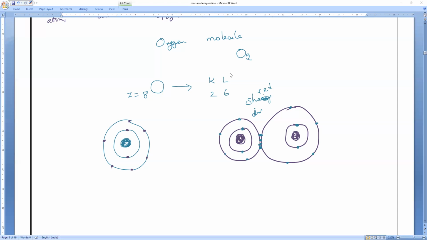Okay. So this is what we call an oxygen atom, and this is what we call an oxygen molecule. Clear everyone? Understand? So this is what you have to remember.